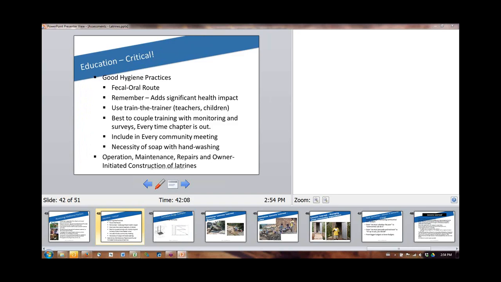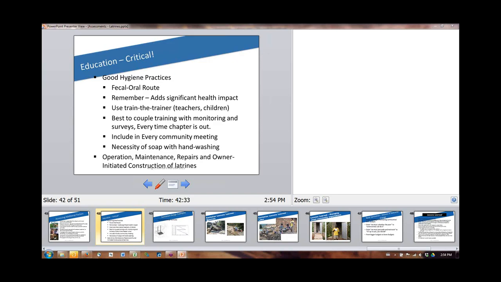Okay. Education, we talked about this one. The fecal-oral route was that first slide on education I told you about that goes from the left to the right, and the four vectors. You're going to talk about that. You know, this is a significant health impact. You want to train not just the people that it's going to stop at. You want to train the trainers, which can mean children. They'll teach it to their families, but also teachers, of course.